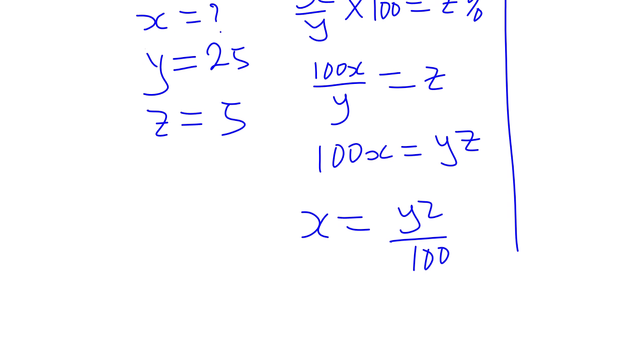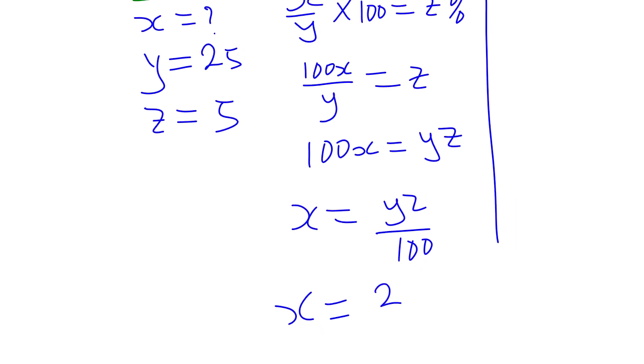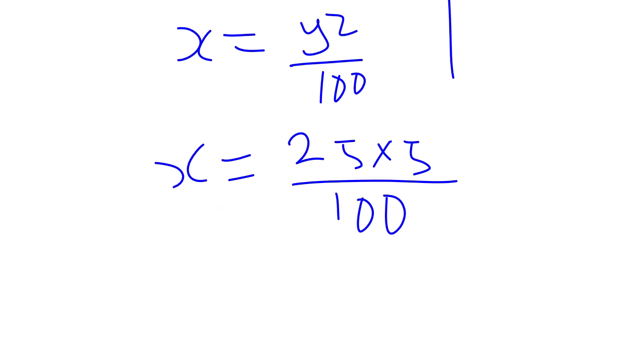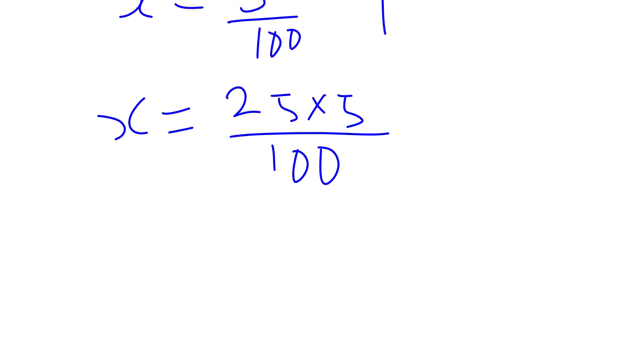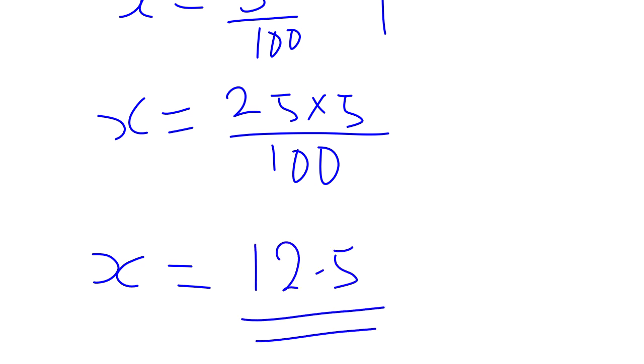Now input the whole values of y and z. Then you have x is equal to, the value of y here is 25, so you have 25, then multiply by z, which is 5, then all over 100. When you do that, you have 25 times 5, which will be 125. Then divide by 100. You have your x is equal to 12.5 if I did not calculate it wrong. So that is for x.